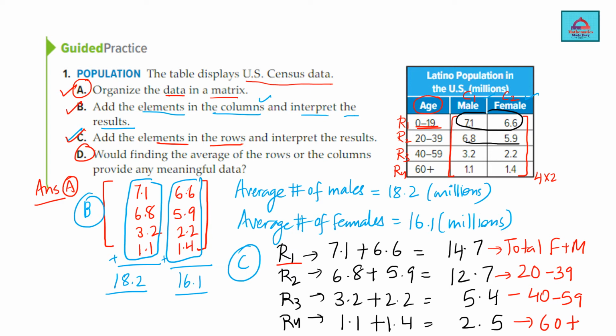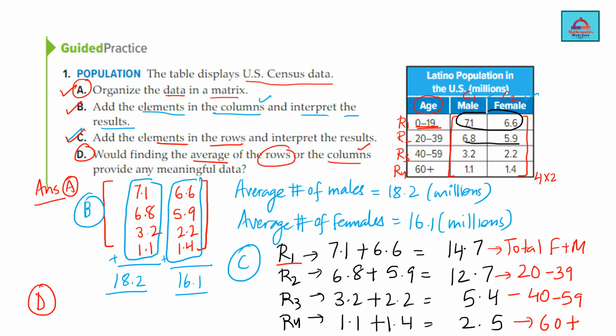So if we are to find the average of the columns, means the average of 18.4, we divide it by 4. So in D part, the average of the column would give us the total number of average males in the age group 0 to 60 plus in the US population. So yes, that's useful information. Similarly, for the second column, you will get the average number of females. So this 16.1 which you got added, you divide by 4, and that would give you the average number of females. So again, it's useful information when we do it column wise, the average.